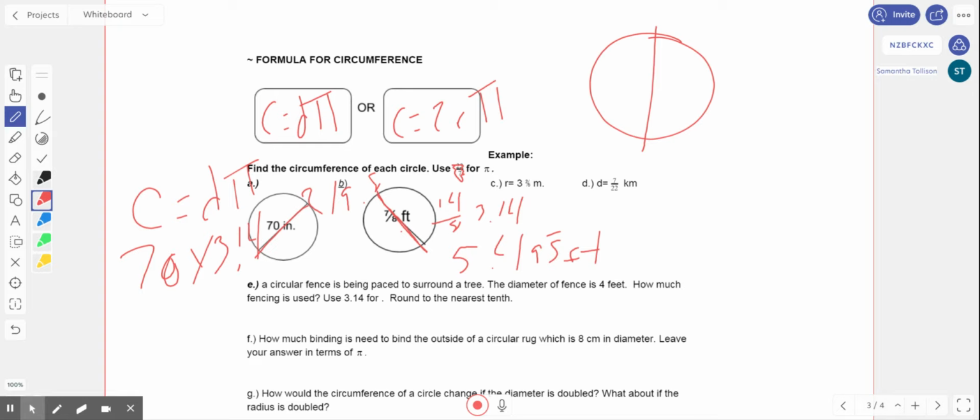So we're going to hold off on answering some of these word problems because you'll see them in the next video. I hope that this helped understanding the difference between area and circumference.